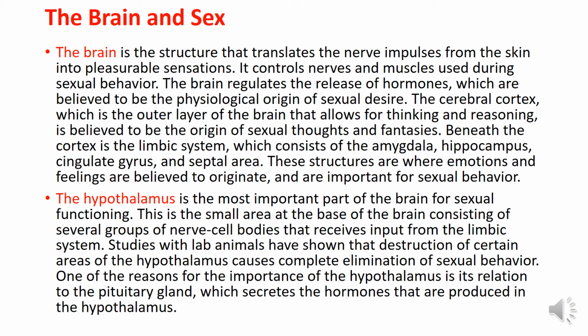The brain and sex. Why is it that the brain and sex are included? Remember, class, my dear students, the brain is the structure that translates the nerve impulses from the skin into pleasurable sensations. It controls nerves and muscles used during sexual behavior. The brain regulates the release of hormones, which are believed to be the physiological origin of sexual desire. The cerebral cortex is the outer layer of the brain that allows for thinking and reasoning. It's believed to be the region of sexual thoughts and fantasies.